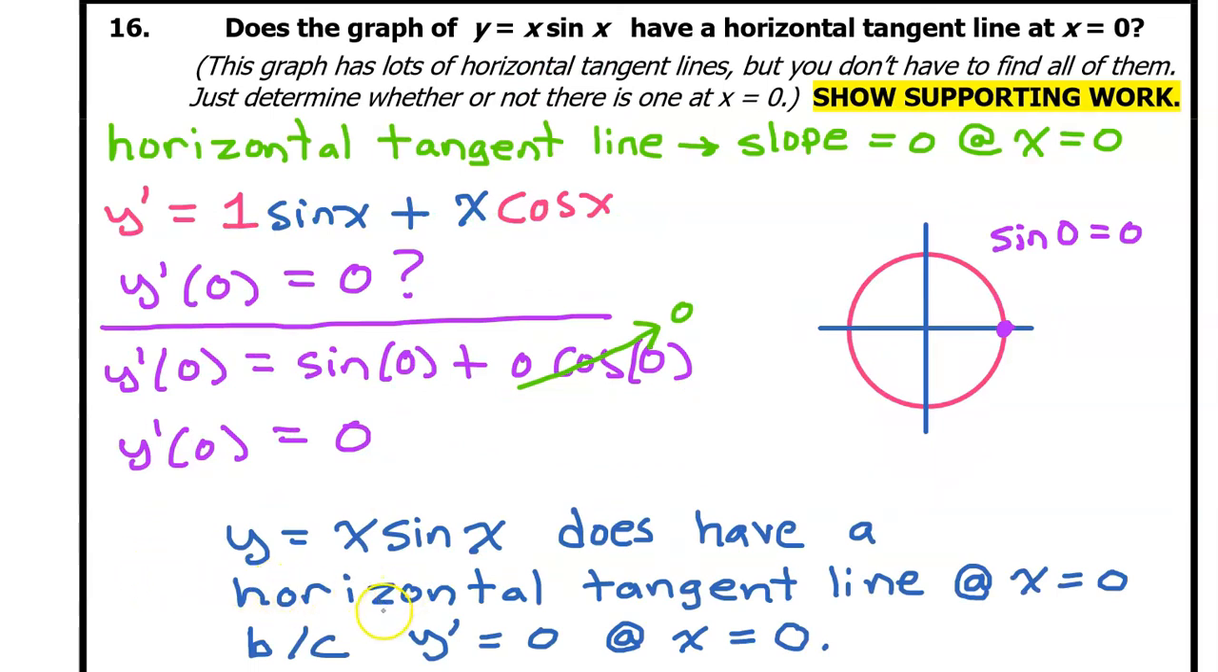In AP Calculus, it's a good idea to summarize. So we can say y equals x sine x does have a horizontal tangent line at x equals 0 because y prime equals 0 at x equals 0.